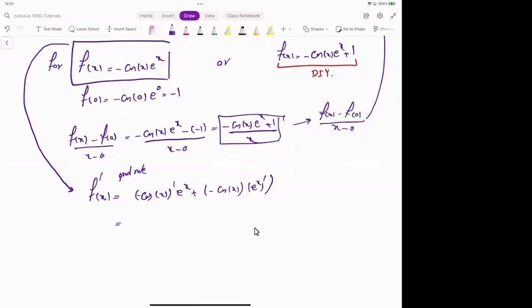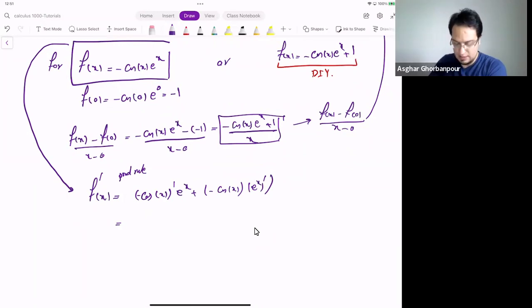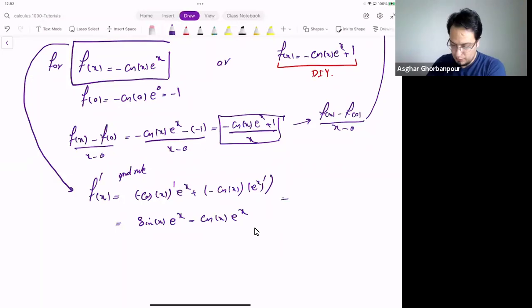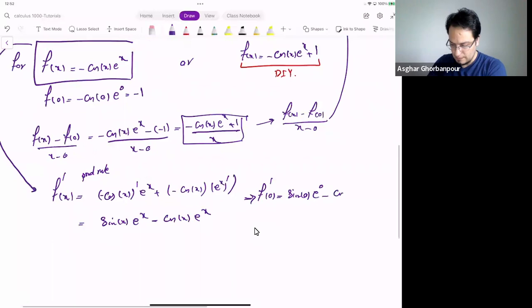Minus sine x, and there is a negative sign there, so it will be sine x e to the power x minus the derivative of e to the power x, which is e to the power x. Thank you. And now that we know what f prime is, I can just evaluate it at 0. That's sine of 0 e to the power 0 minus cosine of 0 e to the power 0, which is 0 times 1 minus 1 times 1, and that is negative 1.